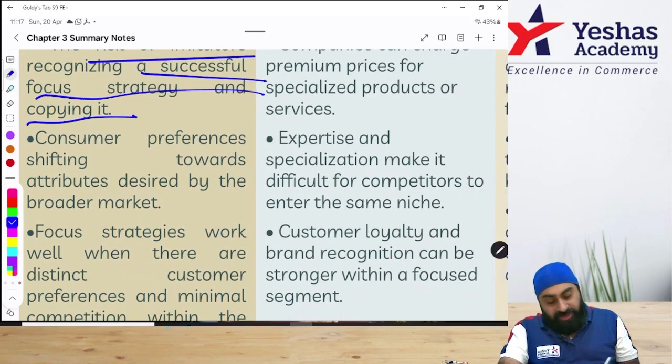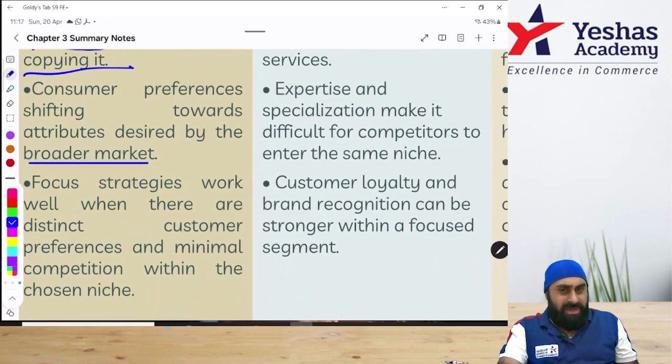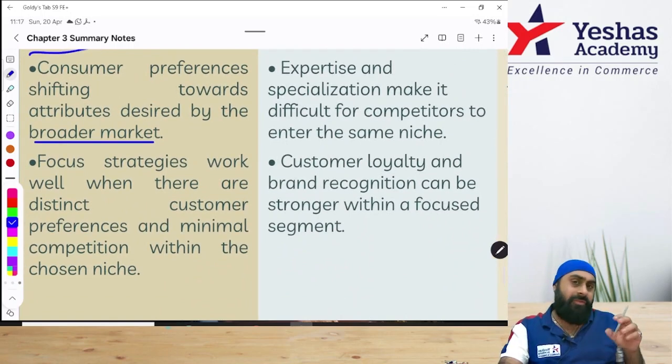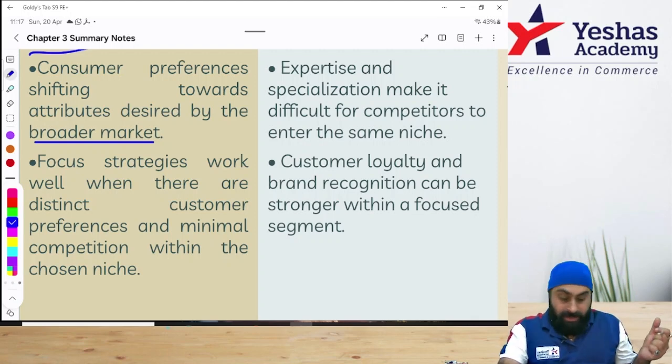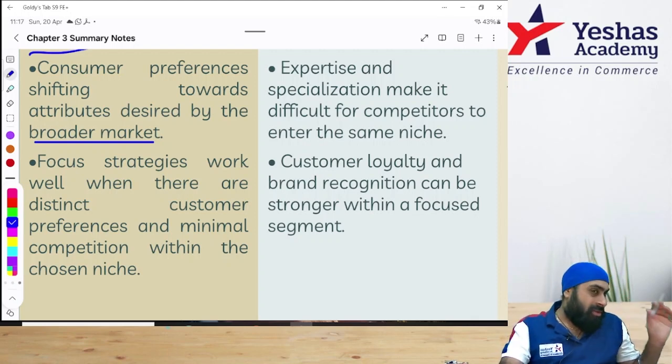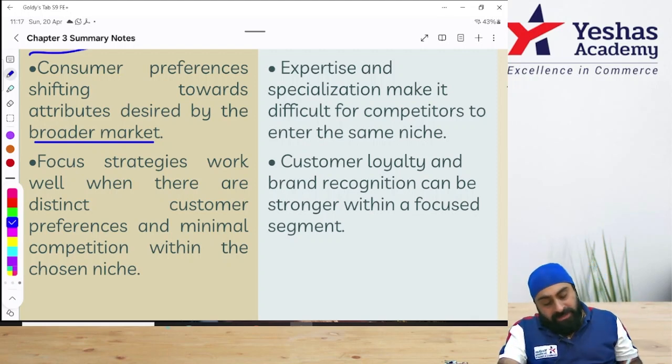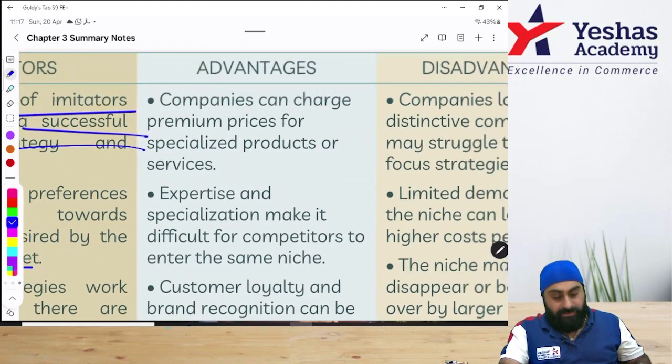It's a risk of imitators. Consumer preference shifting towards attributes desired by the broad market. Consumers are able to change their concepts. Now, for example, a lot of people who are lactose intolerant, what are they doing? They are making almond milk. They are making soya milk. They're creating products that can substitute the main product because they are focusing on only those people who are lactose intolerant. Focus strategy, well, preference and minimal competition within the chosen niche.